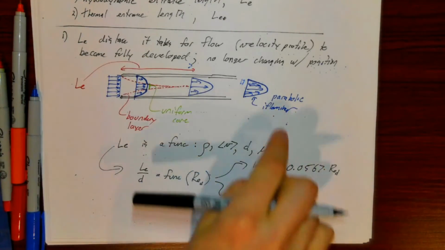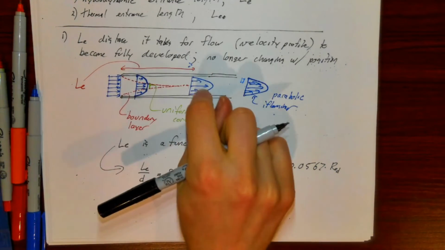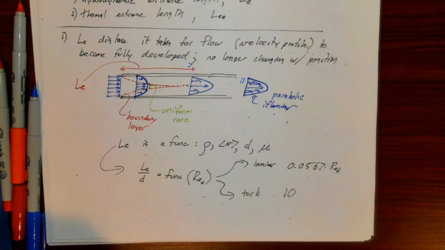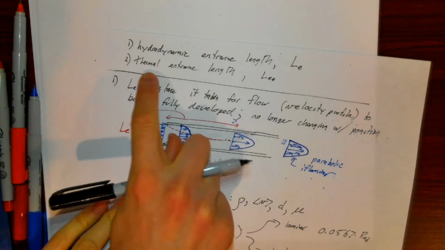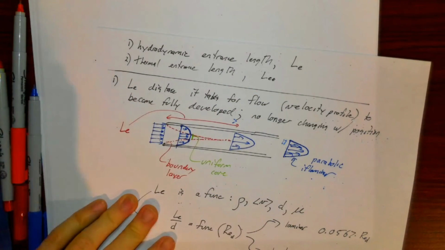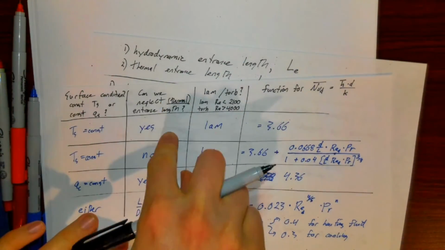So here we haven't really talked about heat transfer at all. This is essentially just describing the hydrodynamics. Now, of course, we know that the hydrodynamics are important for heat transfer, but we should probably talk about thermal entrance length so you can actually answer the question on this chart.